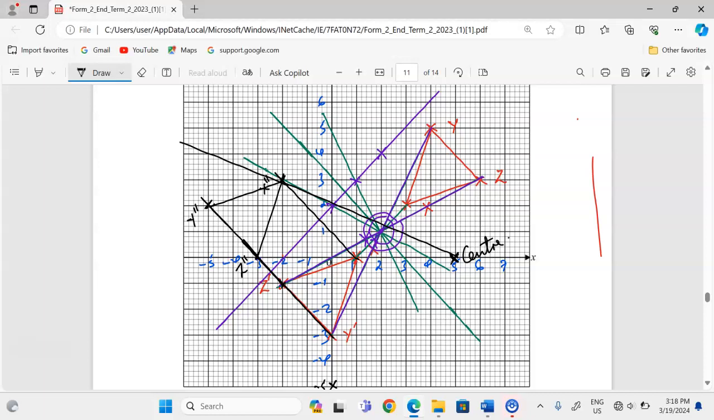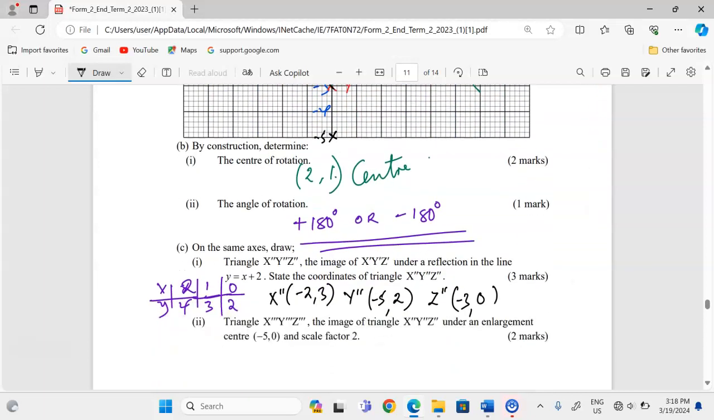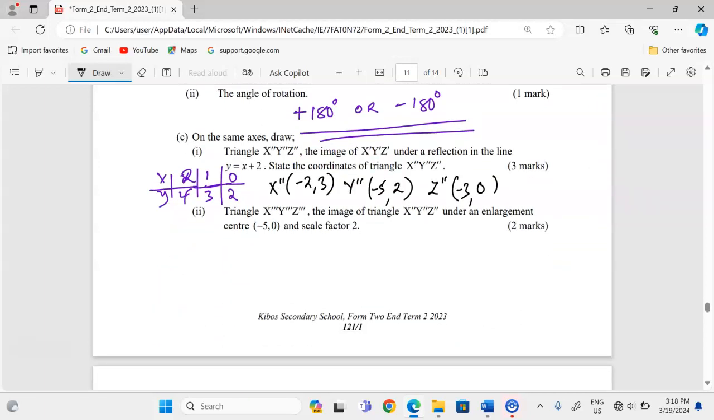You repeat the same for Z prime and Y prime. You connect to the center, and on the same side the object is, that is where we should find the image, specifically when the scale factor of enlargement is positive, like in our case.